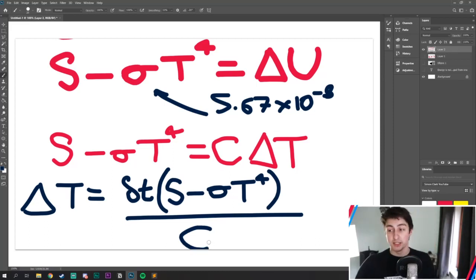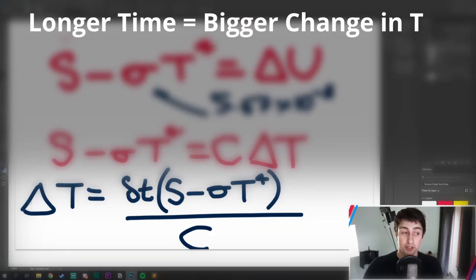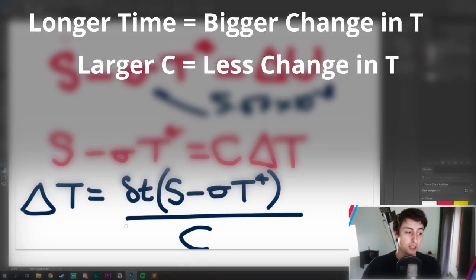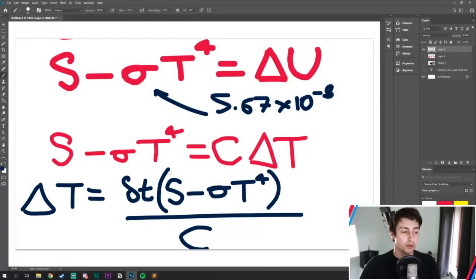Now that may look really complicated, but to be honest, it's really not. If you want to change the temperature of an object, the longer you spend trying to force it, the bigger the change you'll see. These two are in proportion to one another. The more sluggish it is in responding to changes in temperature when we force it with energy, the less change in temperature you'll see. So for a given amount of energy that you pump into it, the bigger its heat capacity is, the less temperature change you'll see. And the more energy you have going into it than energy leaving it, the bigger the temperature change you'll see. So it's in direct proportion to the energy imbalance over the object.